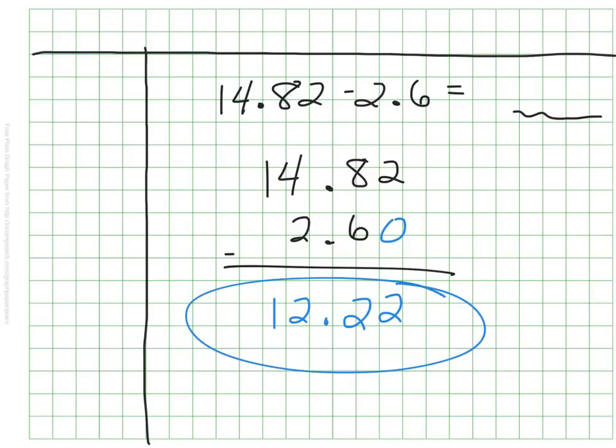How'd you do? I got an answer of 12 and 22 hundredths. Notice that I had to use a place value here because there was no digit in the hundredths place. So the essential question was what the algorithm is for adding and subtracting decimals. As we saw, it's really just the same process that we use for adding and subtracting whole numbers. We just have to pay careful attention that we've lined up our places correctly.